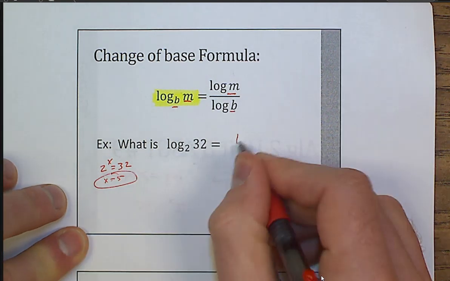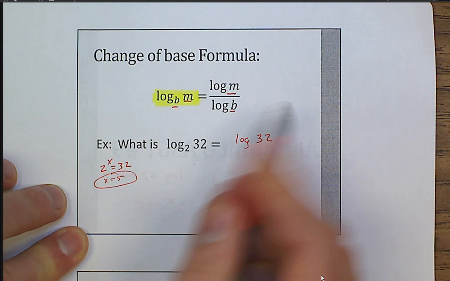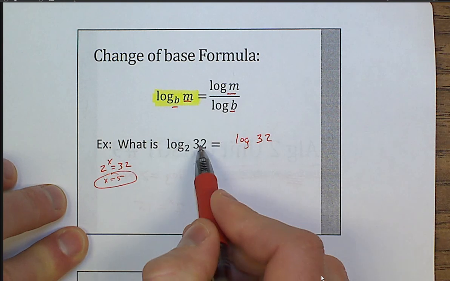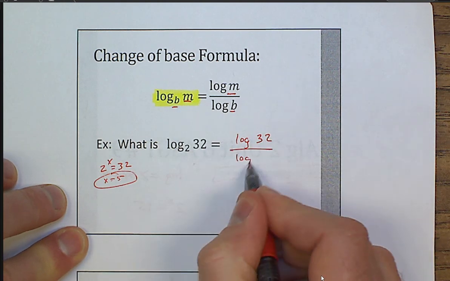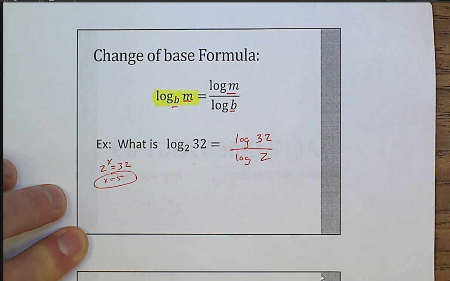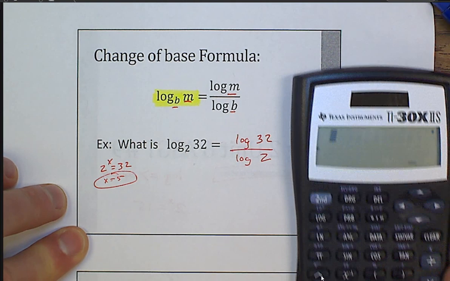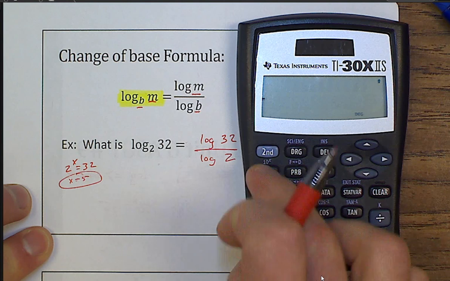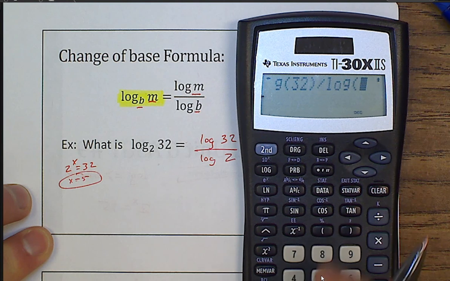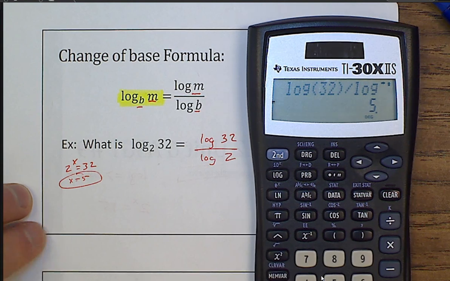So we could write this as log of 32. Whatever m is, 32, the bigger number always goes on top, and whatever the base is always goes on the bottom. So we'd take our calculator out, and we would go log of 32 divided by the log of 2, and we should get 5, which we do. So that's called the change of base formula.